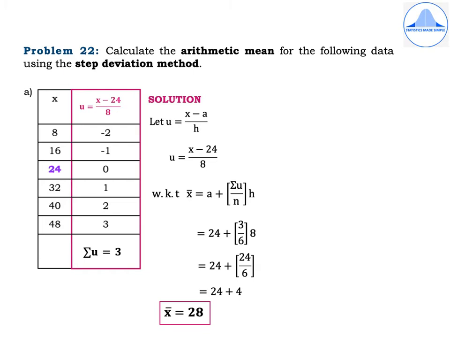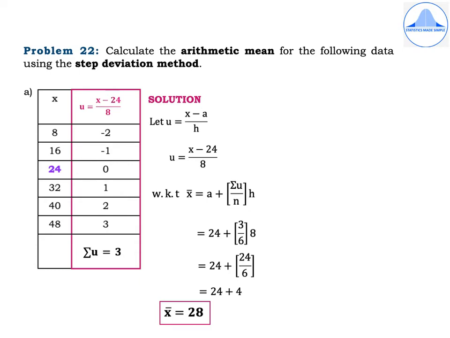So let us start with the solution, leaving space for one more column in the table. Because it is the step deviation method, let's start with the formula let u be equal to x minus a divided by h. Now remember that a is usually the middlemost x value. If you don't get the middlemost x value, you can choose one of the middlemost x values. So in this case, I have chosen a to be 24, and h is usually the difference between the x values, and in this case it is 8. So we get u equal to x minus 24 divided by 8.